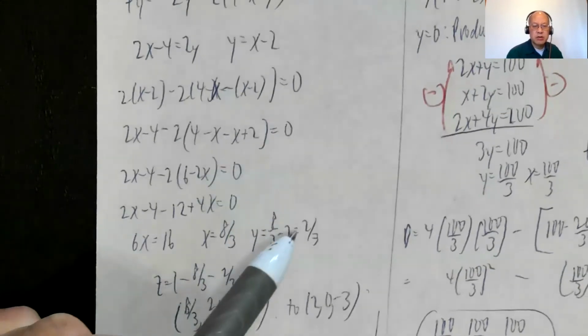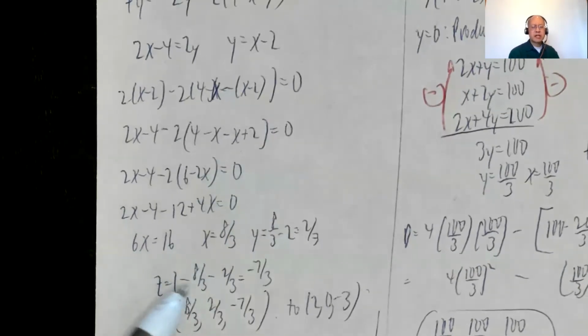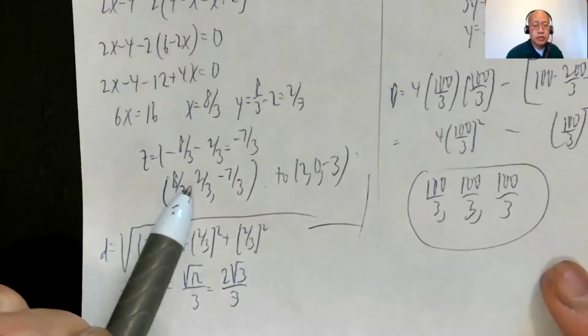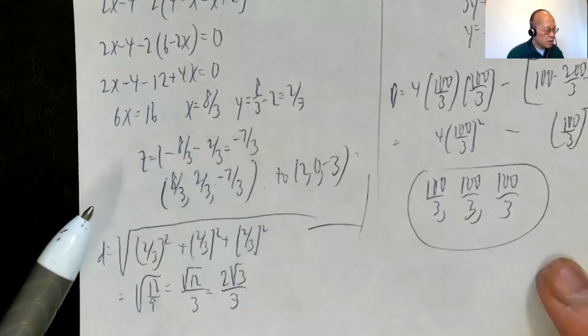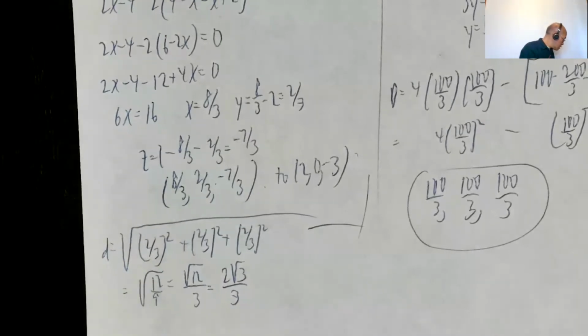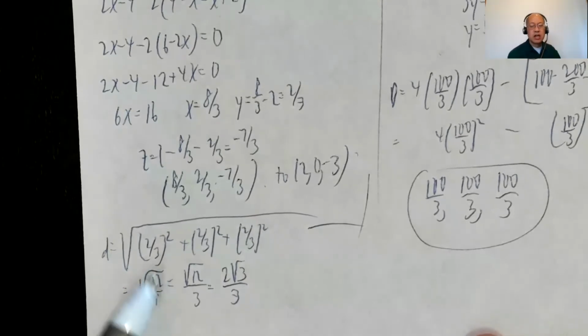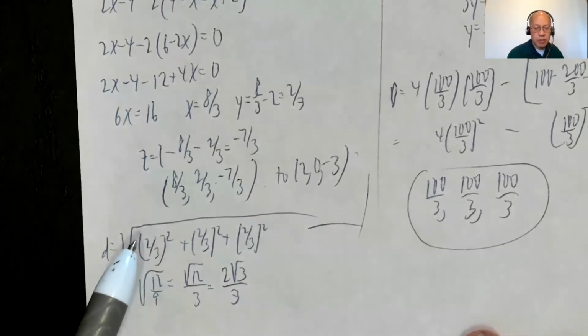Y is x minus 2, so 2/3, and z is 1 minus x minus y, which is -7/3. So 8/3, 2/3, -7/3 is the point that I want over here. And that's it. The last thing though is it asks for the shortest distance, so you have to actually use the distance formula now.